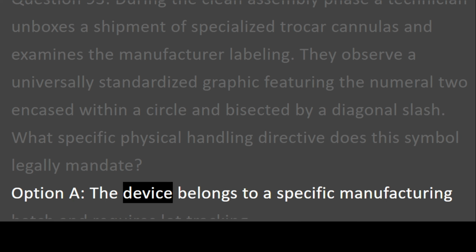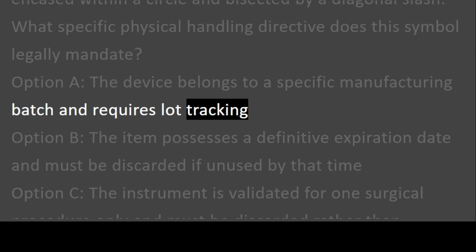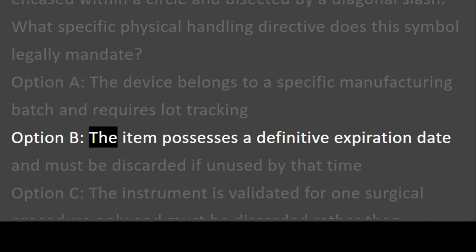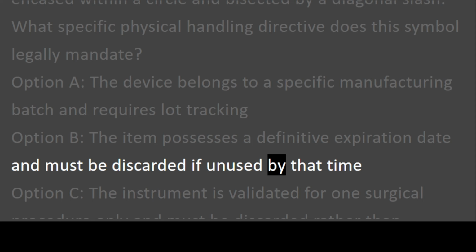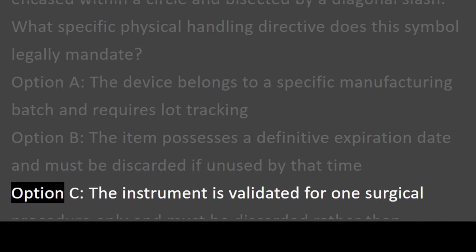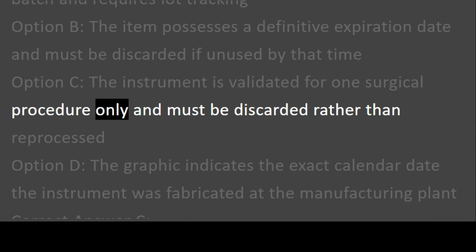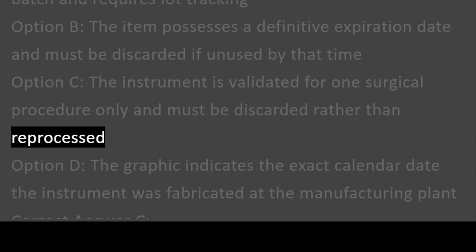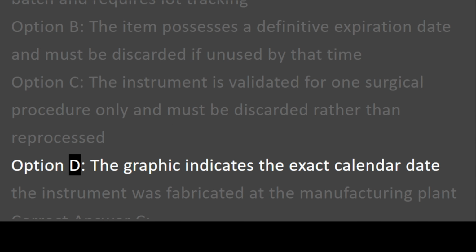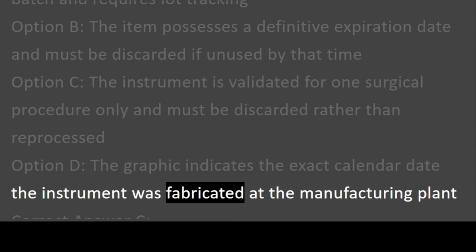Option A. The device belongs to a specific manufacturing batch and requires lot tracking. Option B. The item possesses a definitive expiration date and must be discarded if unused by that time. Option C. The instrument is validated for one surgical procedure only and must be discarded rather than reprocessed. Option D. The graphic indicates the exact calendar date the instrument was fabricated at the manufacturing plant.